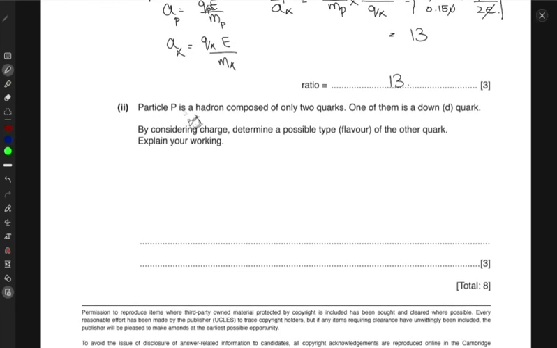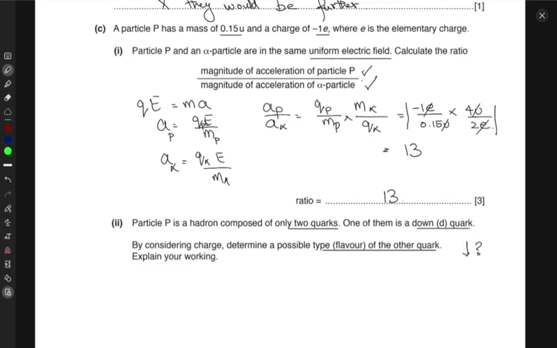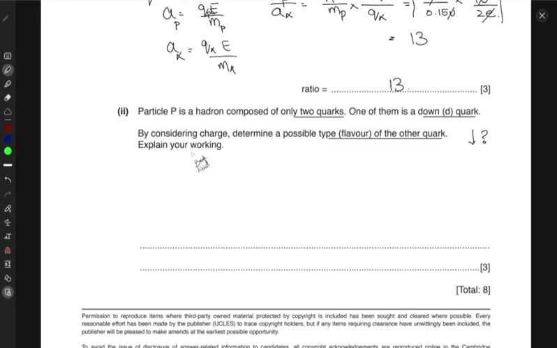Now, particle P is a hadron composed of only 2 quarks. One of them is a down quark. So there are 2 quarks in particle P, and one of them is a down quark. What is the other one? By considering charge, determine a possible type or flavor of the other quark. So what flavor is the other quark? By considering the charge on particle P. The charge on particle P is minus 1e, right? And we know that the charge of a down quark is minus 1 by 3 e.